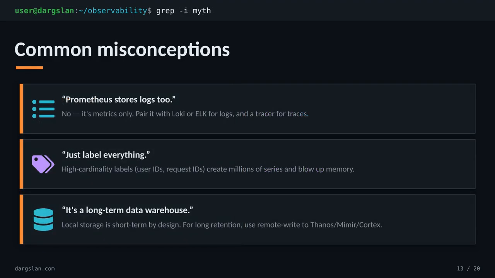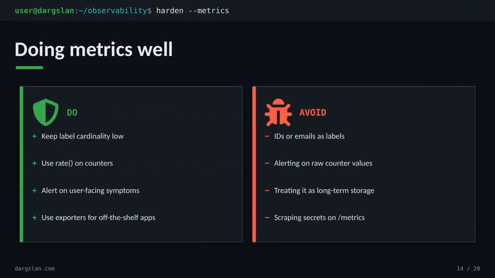Before we move on, let's clear up 3 myths that trip people up constantly. First, Prometheus doesn't store logs. It's metrics only, so pair it with something like Loki or ELK, and a tracer for traces. Second, don't label everything. High cardinality labels like user IDs or request IDs explode into millions of series and eat memory alive. And third, it's not a long-term warehouse. Local storage is deliberately short-term, so for real retention, you remote write into Thanos, Mimir, or Cortex. That naturally leads into a short field guide for doing metrics well.